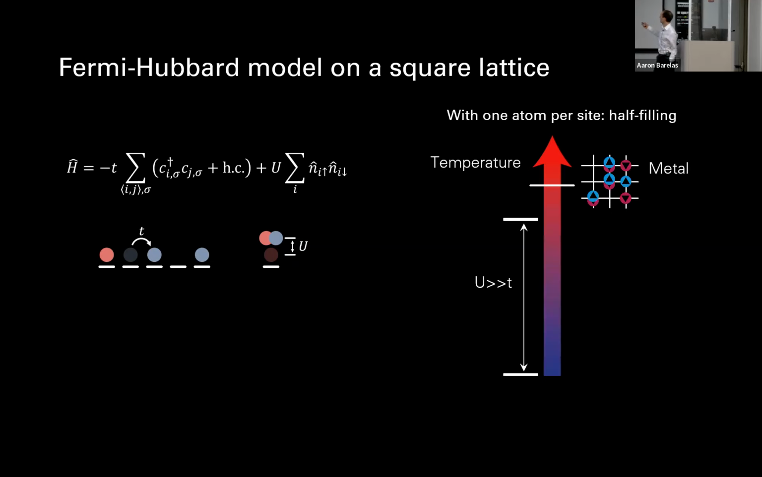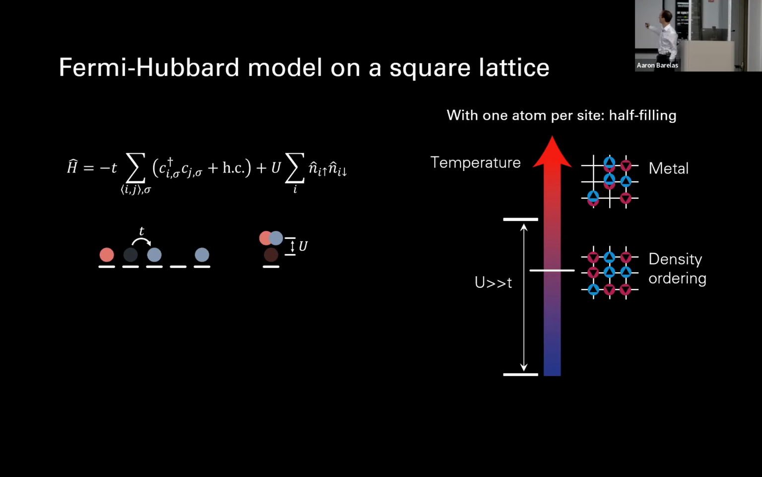In terms of phases, in the very peculiar limit where you have exactly one atom per site, which is called the half-filling limit, you have a phase transition as a function of temperature from a metallic state at temperatures above this on-site interaction energy to a low temperature phase, when temperature is below the energy, where essentially atoms are not able to hop on top of each other, and you have exactly one atom per site populating the lattice. And that phase is called the Mott insulator.